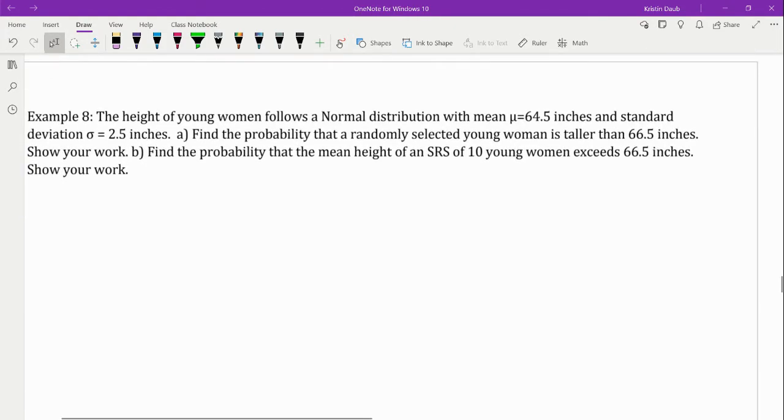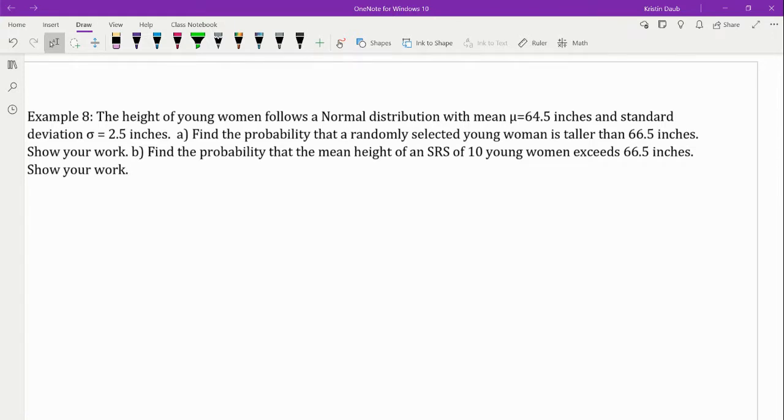So it's telling us about the height of young women. It follows a normal distribution with a mean of 64.5 inches, a standard deviation of 2.5. This is if I was able to take every young woman in the world, find her height, and I calculated the mean and the standard deviation. So what I want to do is I want to answer 2 questions, A and B.